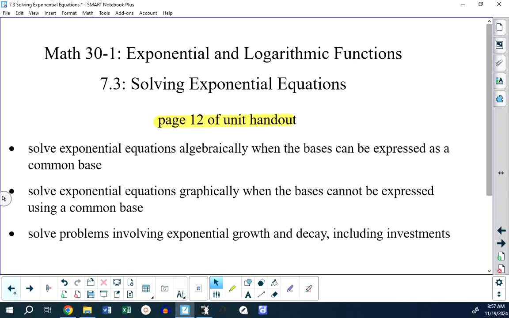But we're also going to be solving exponential equations if the bases cannot be expressed using the same base. But we don't know how to do that algebraically yet. It's going to be done graphically. When we learn about logarithms in the coming lessons, then we will learn that there is an algebraic way and you're expected to know how to do it. And we're also going to go back to that exponential growth and decay formula that's on your formula sheet and look at a couple of other questions relating to it.